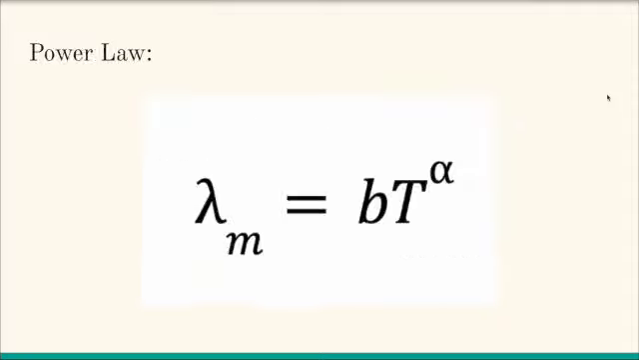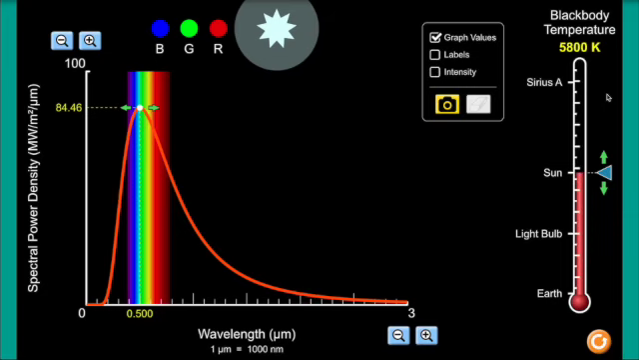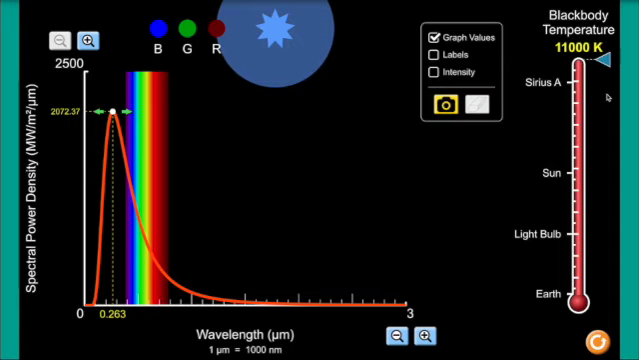Because we stand on the backs of centuries of physics, we can begin with the power rule form of Wien's law. Because there are two unknowns, alpha and b, we need two wavelength temperature pairs to build and solve a system of equations for alpha and b. To do this, we will use our PhET University of Colorado Boulder simulation, with our first temperature wavelength pair being 5,800 Kelvin and 500 nanometers, and our second pair being 11,000 Kelvin and 263 nanometers.